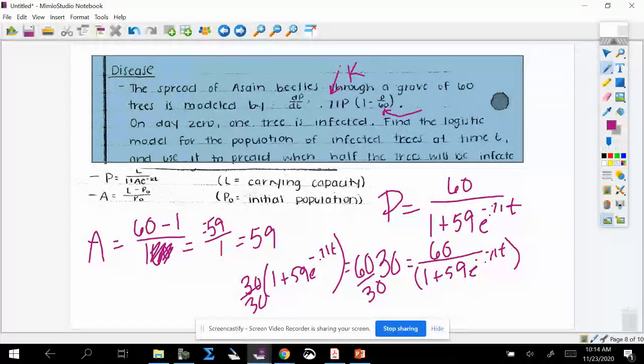And eventually, you're going to solve for t after all of that and get t to be about 5.743. These are days. So what that means is it's going to take about 6 days for half of my trees to be infected. So at that point, that's when the rate of infection is the fastest. After day 6, the rate starts to slow down.